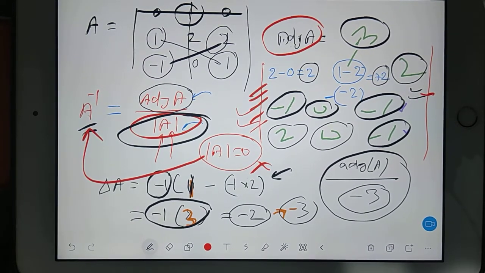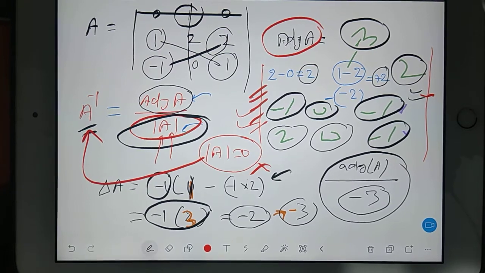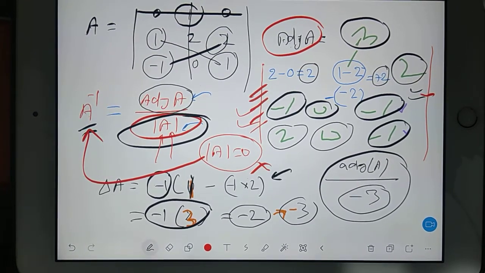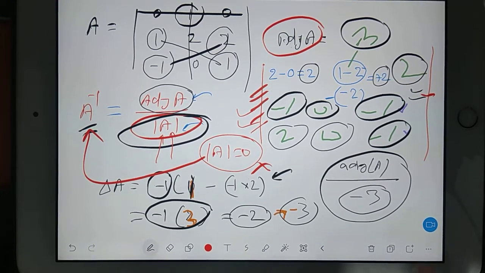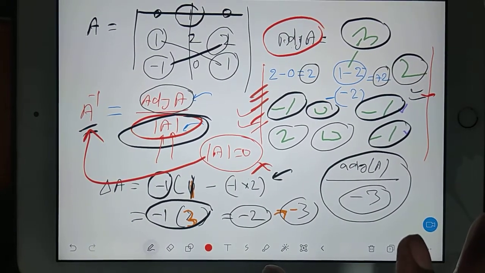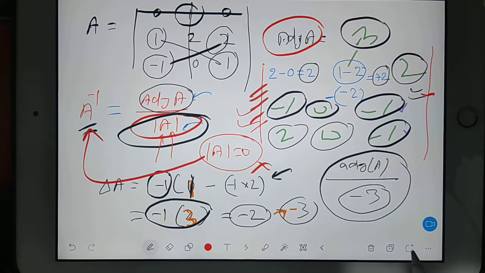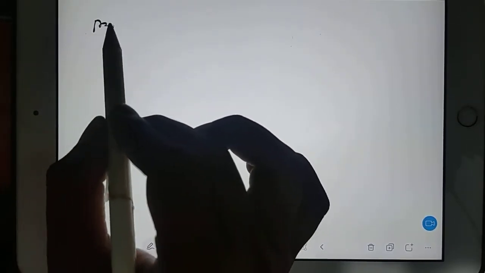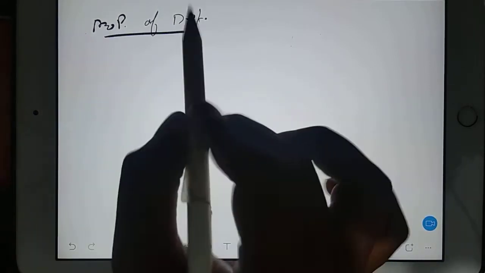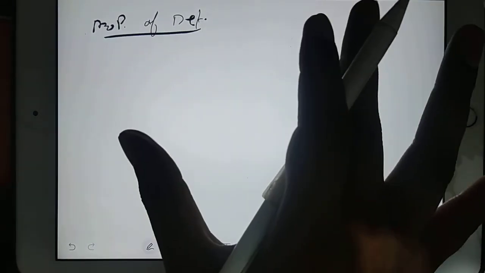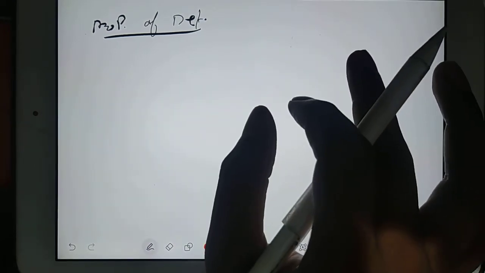Now we have the procedure for how to calculate a determinant of order n, but no need to go for that. We will simply go to the properties of determinants. Some properties will not match with the properties of a matrix. I will tell you one basic property. First, take down the heading: properties of determinants. I'm not giving any notes here right now.